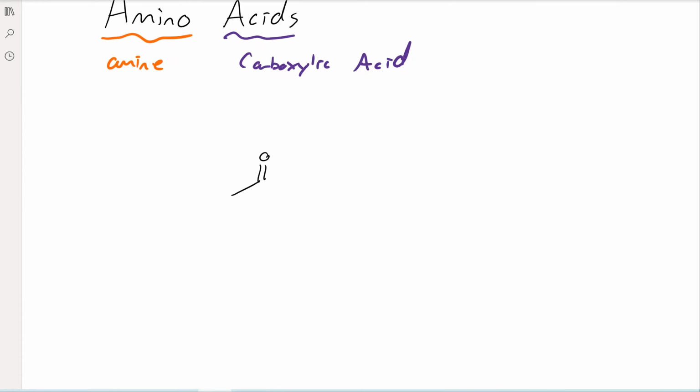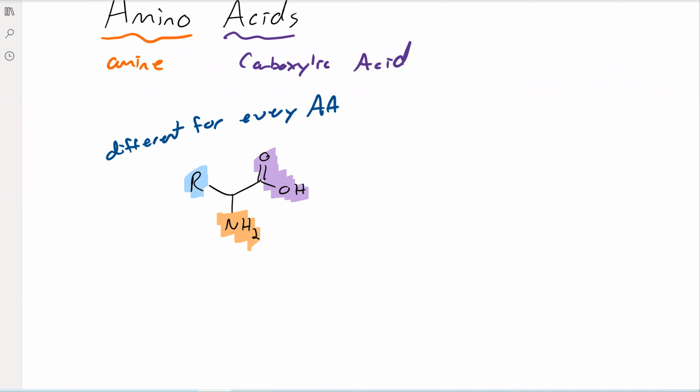So it goes like this: carboxylic acid over here. Generally, the amine is drawn as pointing down here. And then there's some type of R group, right? So again, here's the amine, here's the carboxylic acid, and then here is the R group, and the R group is different for every amino acid. Call them AA for amino acid.